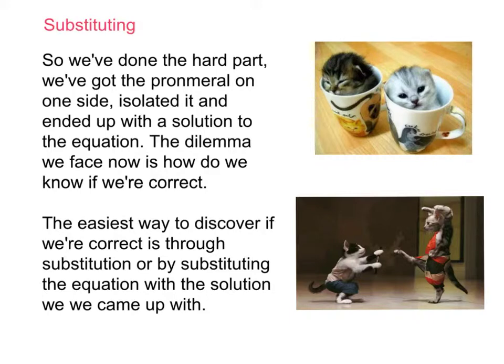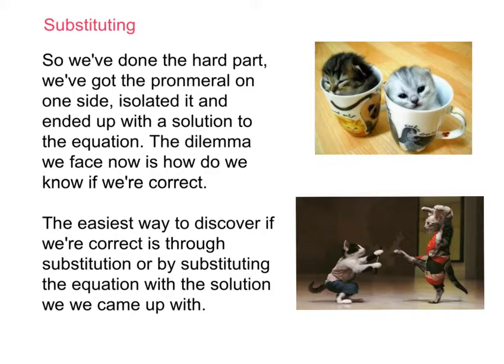What I need you to do is write down the words on this page. So it says, we've done the hard part. We've got the pronumeral on one side, isolated it, and ended up with a solution to the equation. That's what we've looked at so far, guys. So far we have looked at solving basic equations. We've looked at the balance method. What we do to one side, we do to the other. I think you guys are finally understanding this concept, that we need to isolate the pronumeral. In order to do that, what we do to one side, we do to another side.